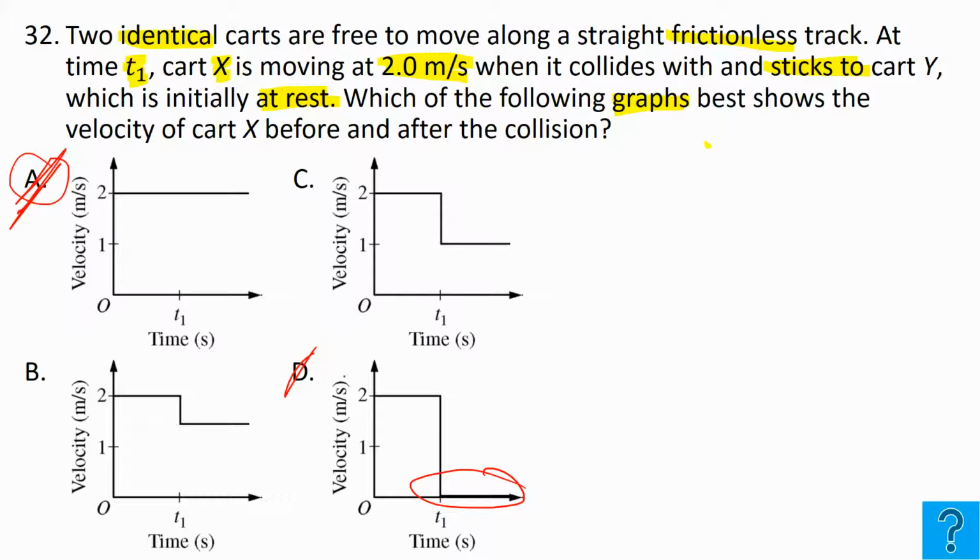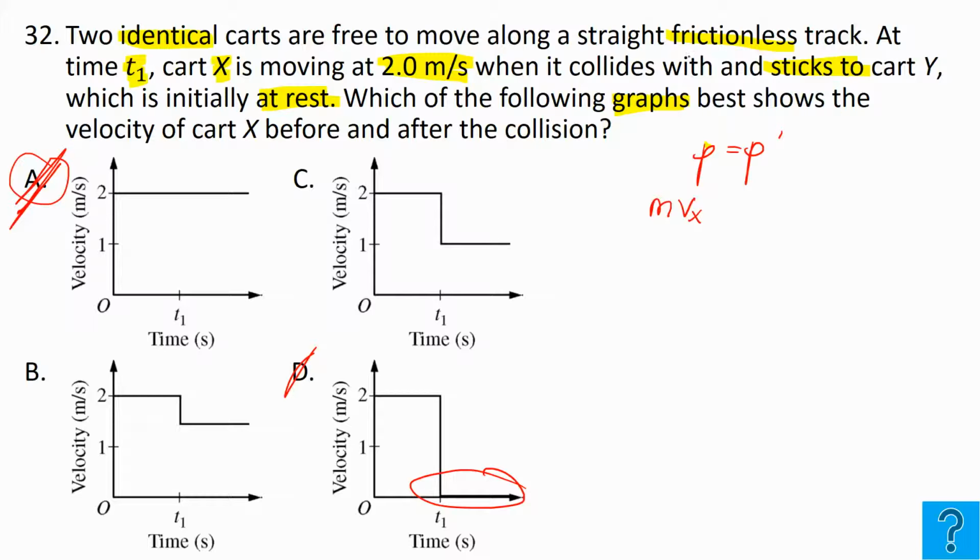We're left between B and C, which means we need to calculate the final velocity of these carts after the collision. So we can set a conservation of momentum equation up. We have our initial momentum, which is only going to be cart X. By the way, since they're identical, we can go ahead and just label one mass for both of them. We have our velocity of X.